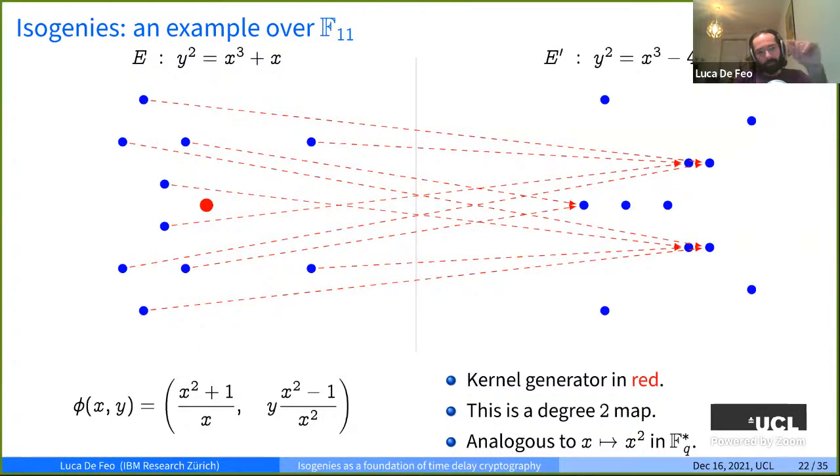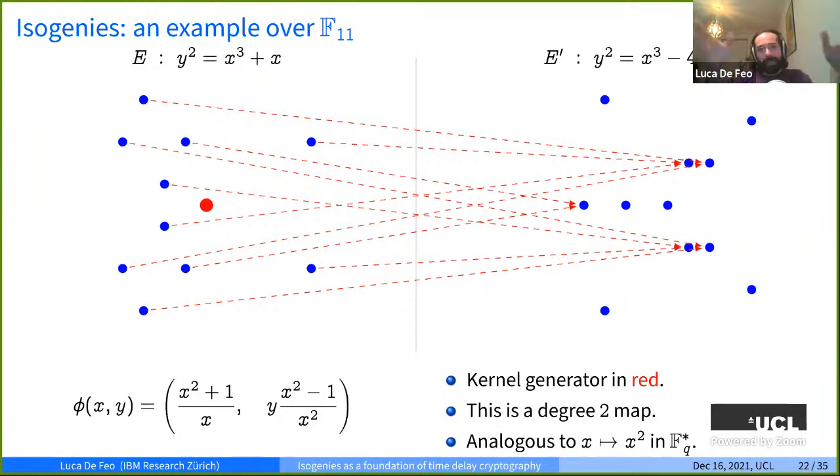And one last thing, that red point you see on the left, that's in the kernel of the isogeny. So that point is going to be sent to the zero element of the curve on the right. And the zero element, it's the point at infinity, which I haven't drawn because I cannot draw the point at infinity in the plane like this. But you can think of this point as going somewhere out of the slide at infinity.